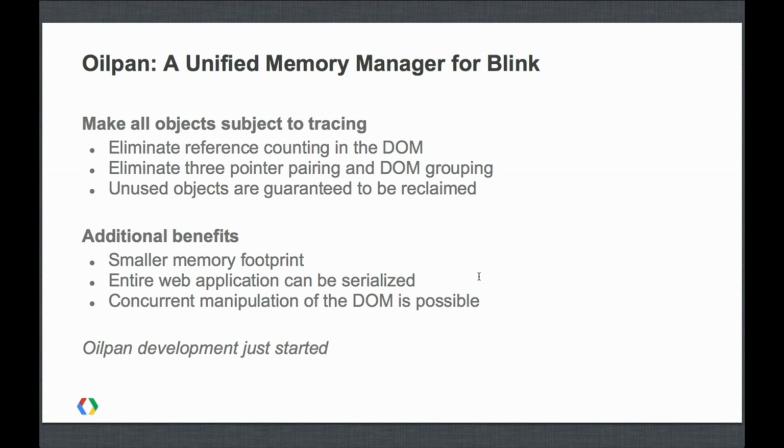The cool thing about tracing is you can find all pointers that point to an object. That means you can move the object if you choose to do so. You can even do serialization of the total web app, store it on disk, read it in again, and start from that point on. And if we're really brave, we can start doing concurrent manipulation of the DOM. We hope this is all appealing to you, because it basically means you get a much faster browser that uses less memory.